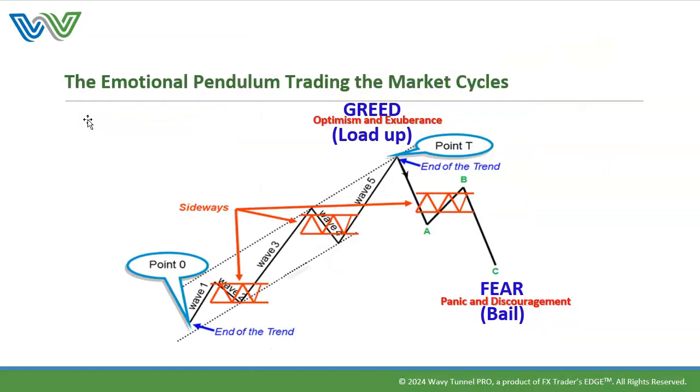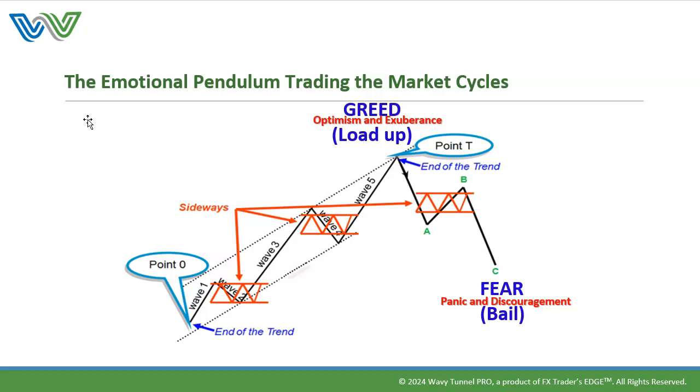This is the market map, and this depicts the emotional pendulum trading the market cycles. So when we start off at point 0 and we move up in 5 waves or in a trend move, which is captured by the dotted channel lines that you see, when we get to the end of the move, this is when the crowd, the market participants, can get a little bit optimistic and exuberant and greedy. They load up for FOMO, fear of missing out. And that's point T, the time that we should be considering that maybe this is the end of the move and maybe we should be taking profits up here.